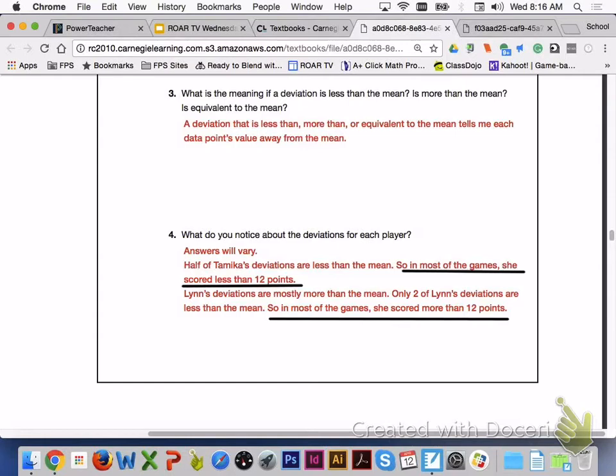For number 4, if we look at the deviations for each player, for Tamika, half of Tamika's deviations are less than the mean. So in most of the games, she scored less than 12 points. For Lynn, Lynn's deviations are mostly more than the mean. Only 2 of Lynn's deviations are less than the mean. So in most of the games, she scored more than 12 points.